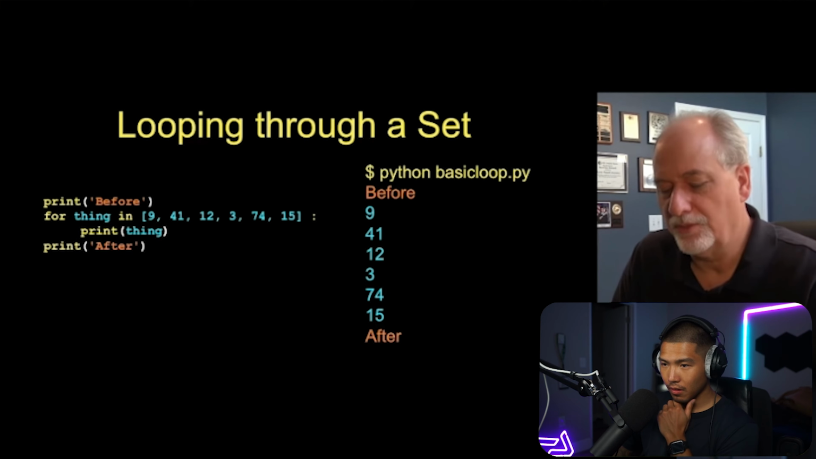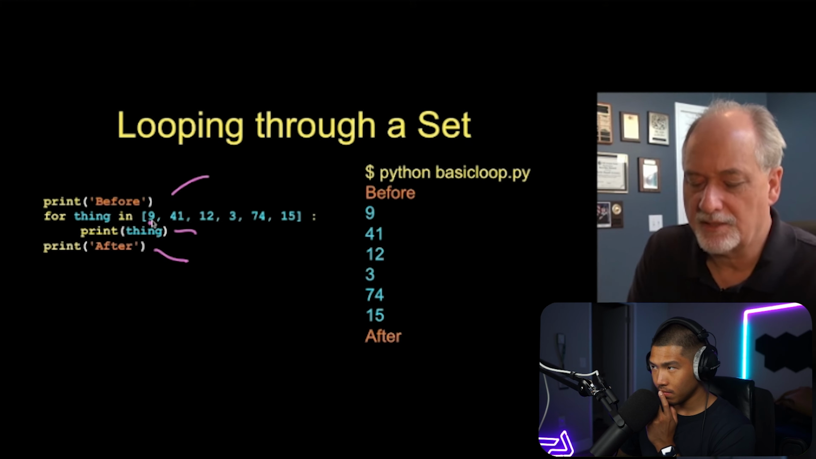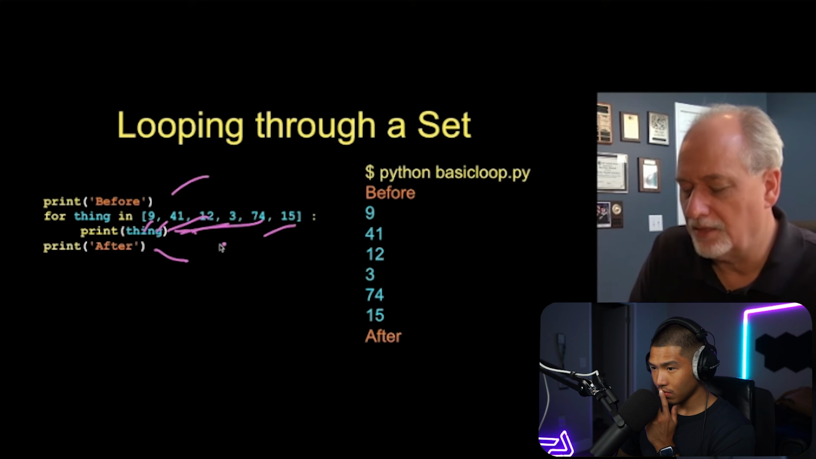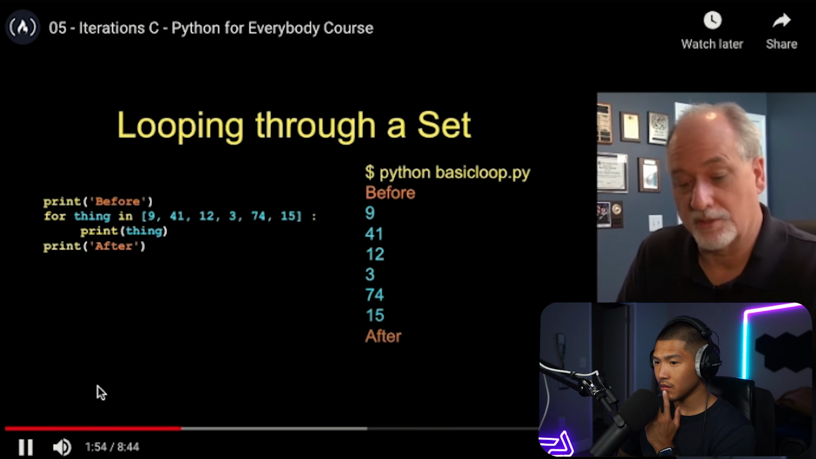So we're going to use this loop. It's just going to loop through a set of 6 numbers. We're going to do something before the loop, something after the loop, and then run the loop some number of times. In this case, thing is our iteration variable because I'm using unmnemonic variables now. So it's going to run 9, 41, 12, 3, 74, and 15, and print these things out. It runs this loop 6 times, and away we go. Now this loop does nothing except print stuff out. Of course, I like to do that first, always print things out to make sure that my brain is functioning.